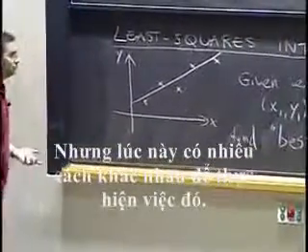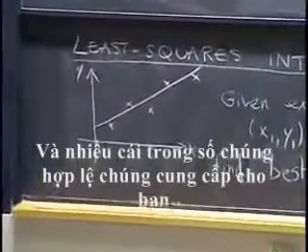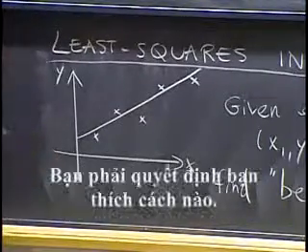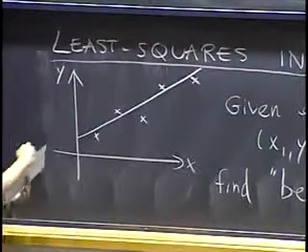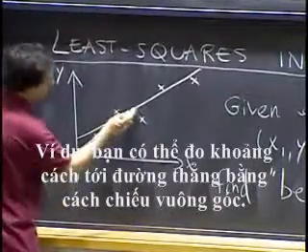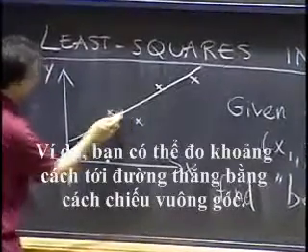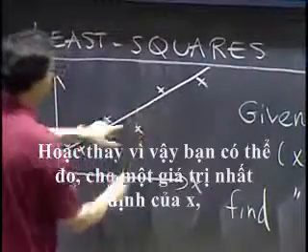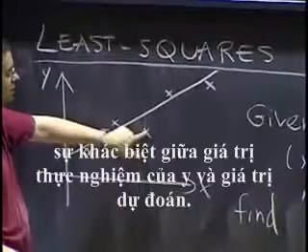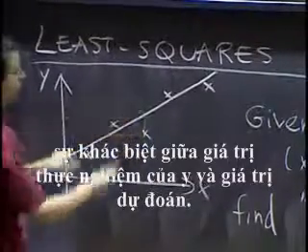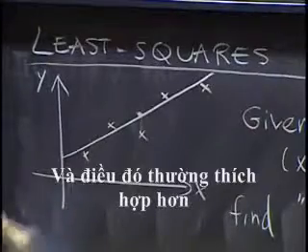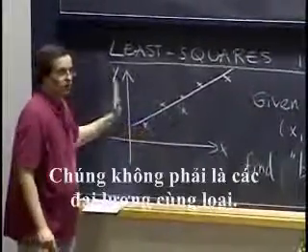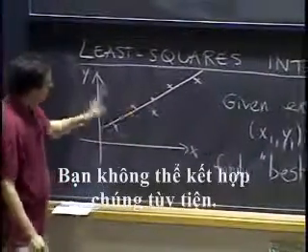But now there's various ways to do it, and a lot of them are valid. They give you different answers. You have to decide what it is that you prefer. So for example, you could measure the distance to the line by projecting perpendicularly. Or you could measure instead, for a given value of x, the difference between the experimental value of y and the predicted one. And that's often more relevant because these may be expressed in different units. They're not the same type of quantity, so you can't actually combine them arbitrarily.